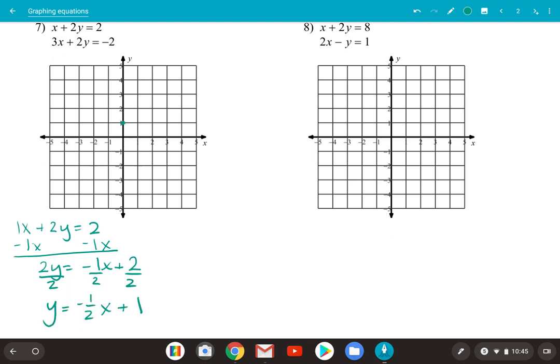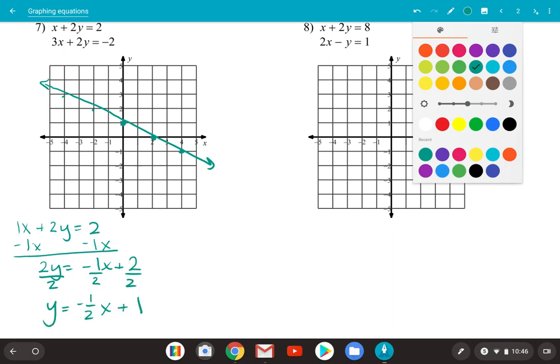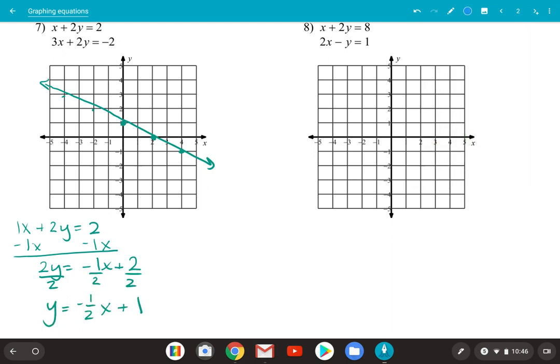Start at the 1. Go down 1 over 2. Down 1 over 2. You can always continue. I just want to make sure I have enough dots to make it even or nice. Then do the second one. We're going to do the second one here.